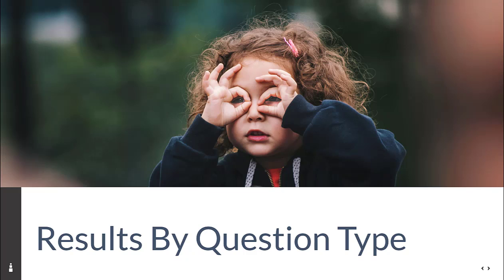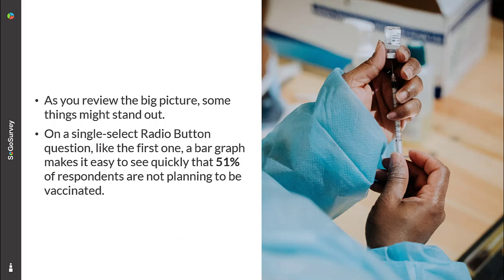Results by question type. As you review the big picture, some things might stand out. On a single select radio button question, like the first one, a bar graph makes it easy to see quickly that 51% of respondents are not planning to be vaccinated.